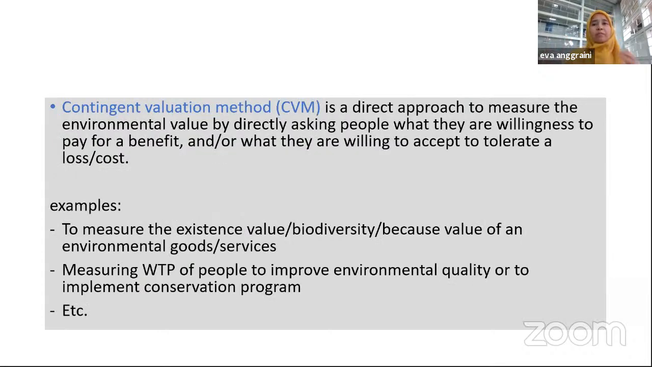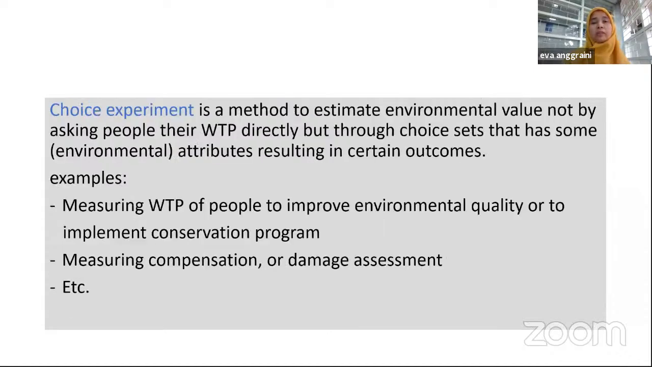And the contingent valuation method is a direct approach to measure the environmental value by directly asking people about their willingness to pay or their willingness to accept, for example their willingness to pay for a benefit or to tolerate a loss. So this is the contingent valuation method.